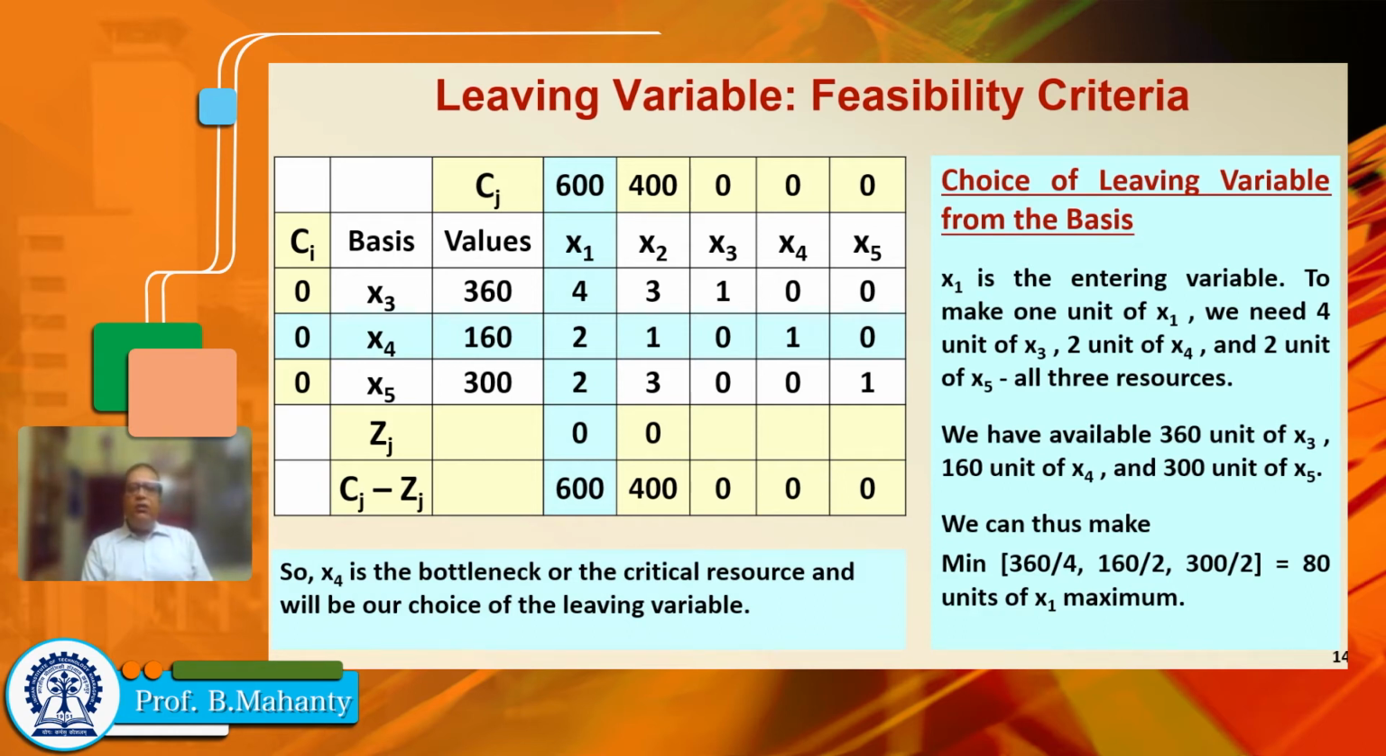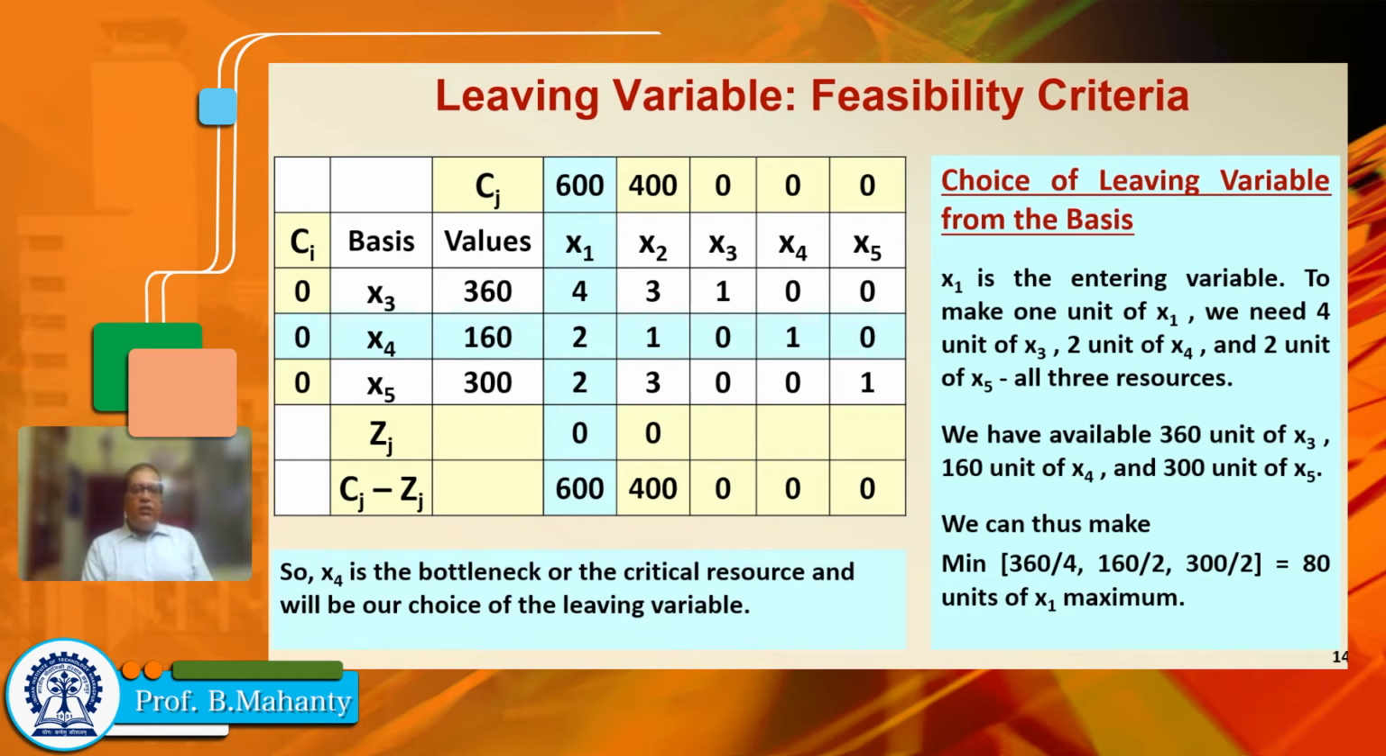To make 1 unit of x1, we need 4 units of x2, x3, 2 units of x4 and 2 units of x5, all of them. We have available 360 units of x3, 160 units of x4 and 300 units of x5. So we can thus make a minimum of 360 by 4, 160 by 2 and 300 by 2, equal to 80 units of x1 maximum. Isn't it?